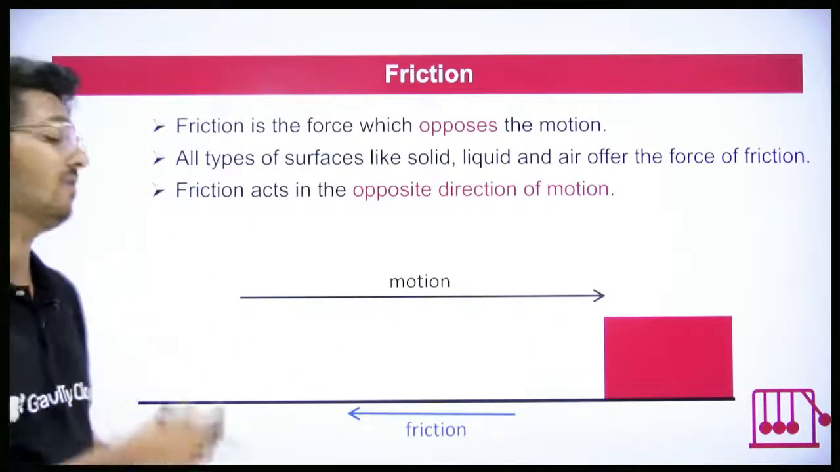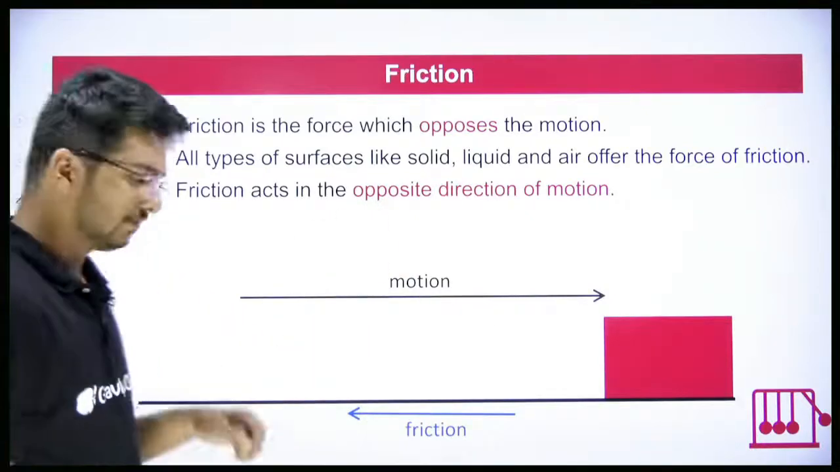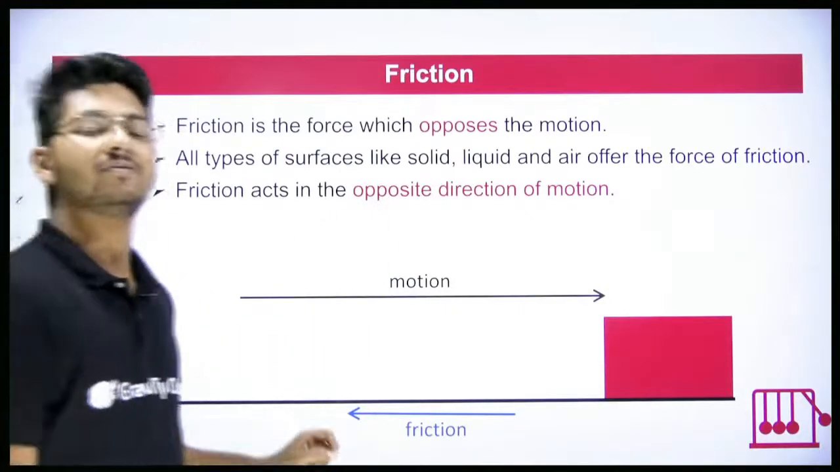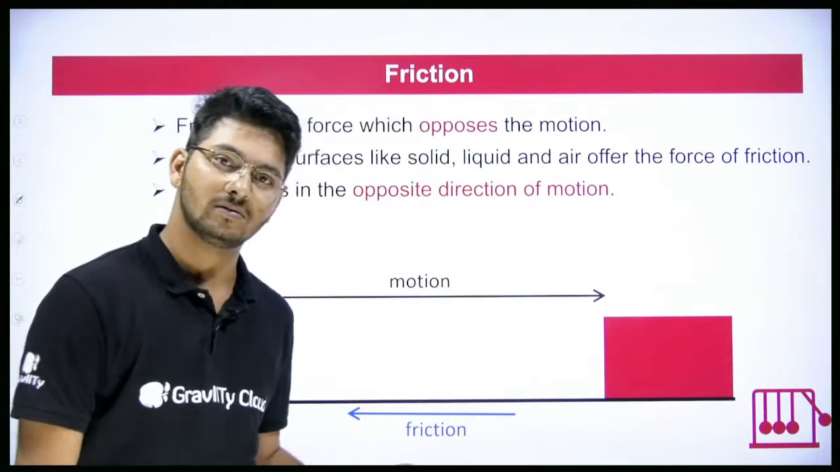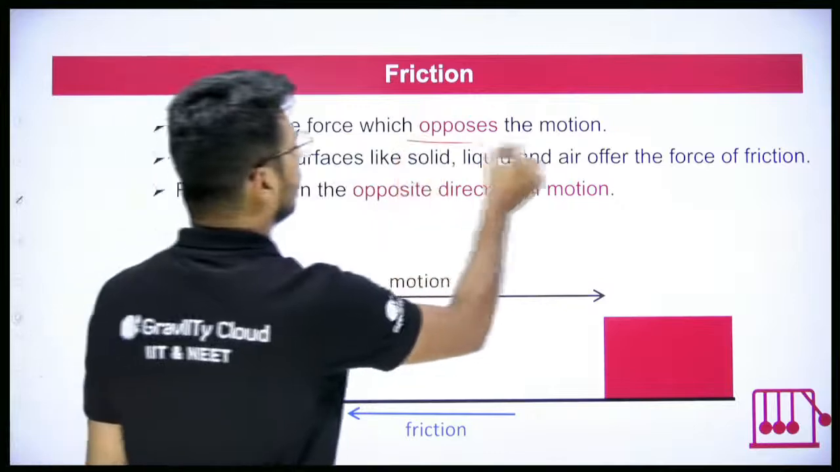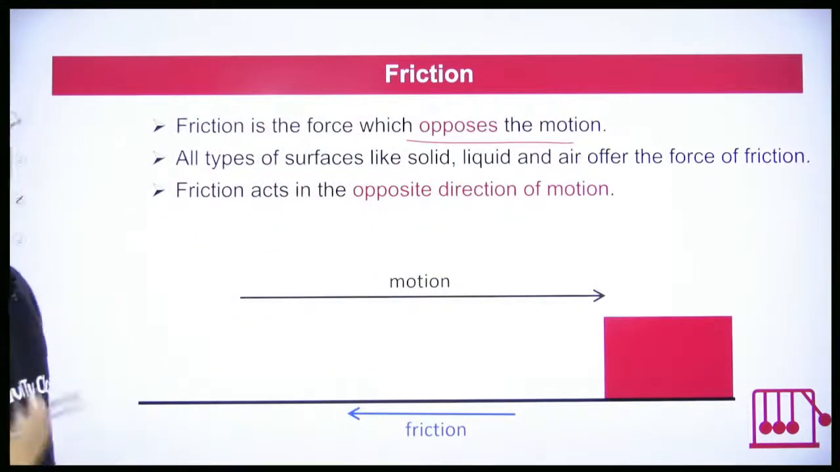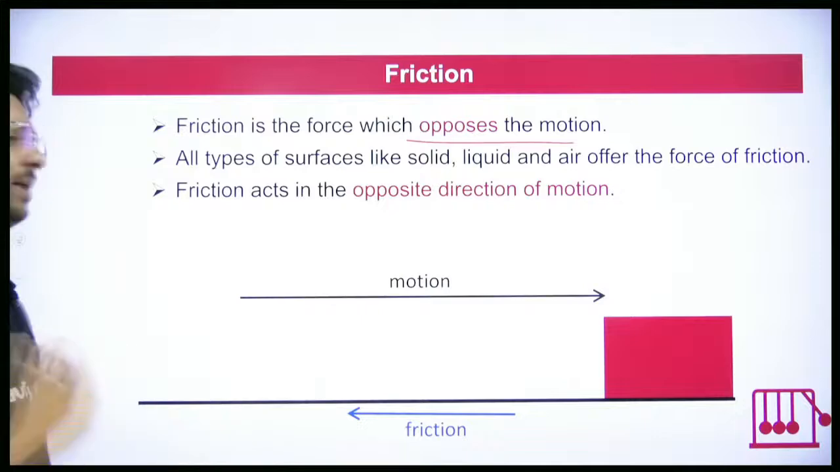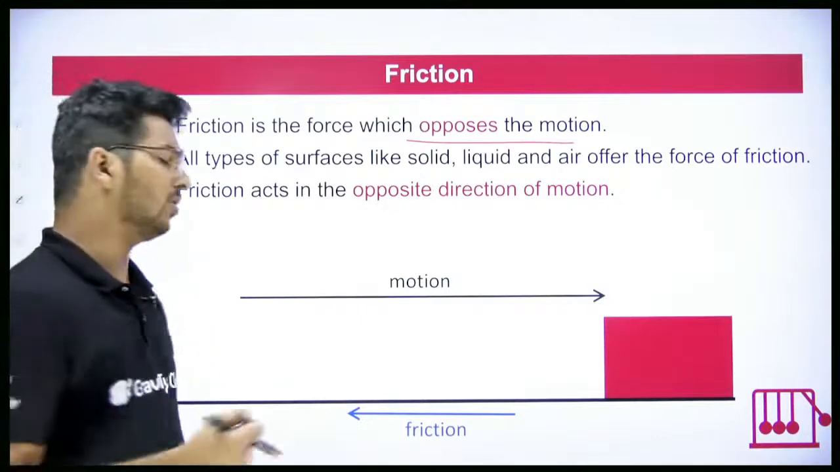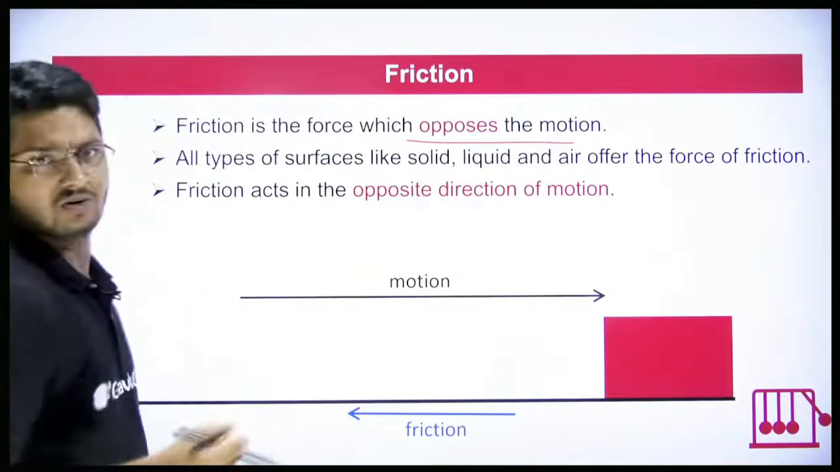And who will exert friction? The table. The table applies friction. So what is friction? It is a force which opposes motion. When you go into the chapter on friction, you will learn about that in much more detail. We'll now go into the basics only.